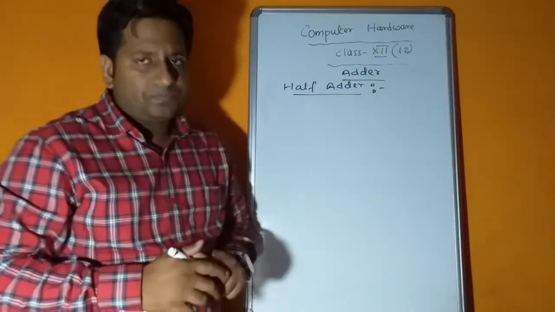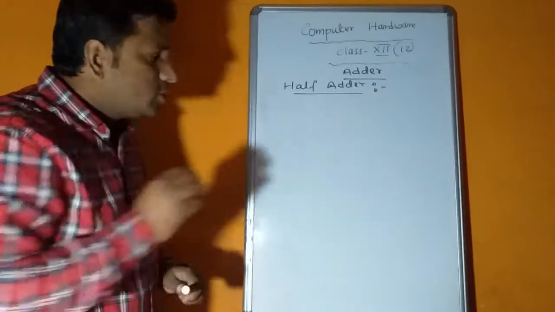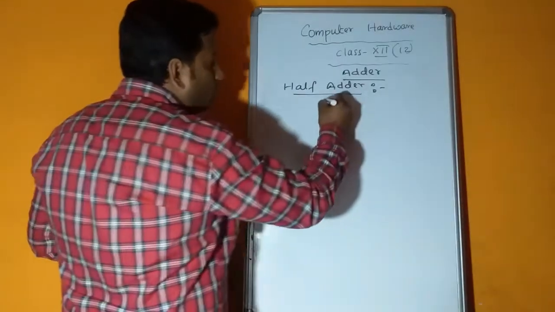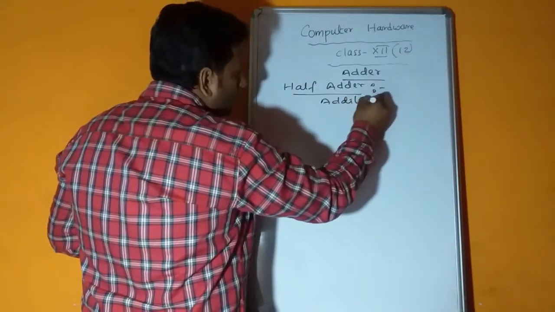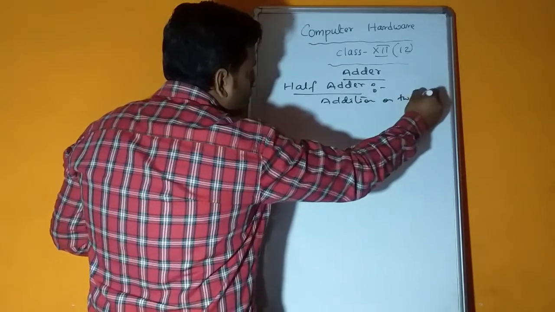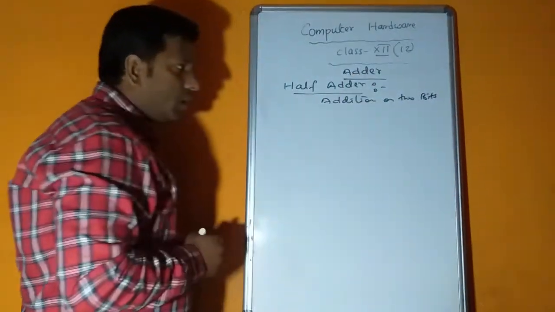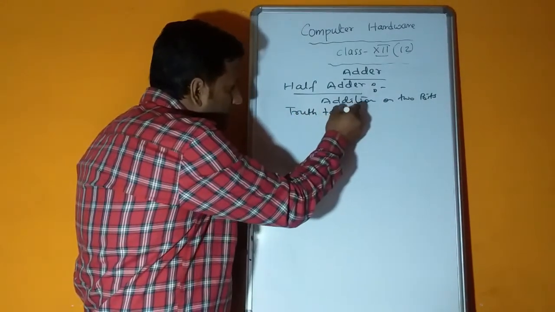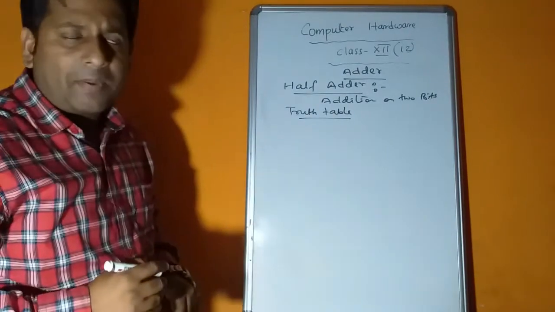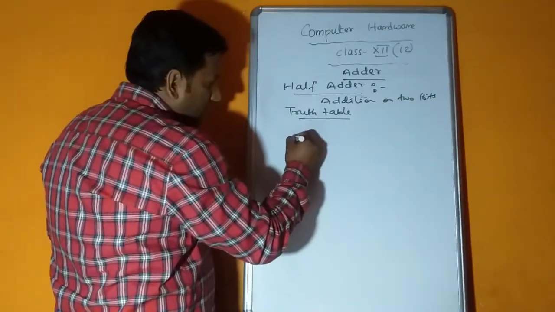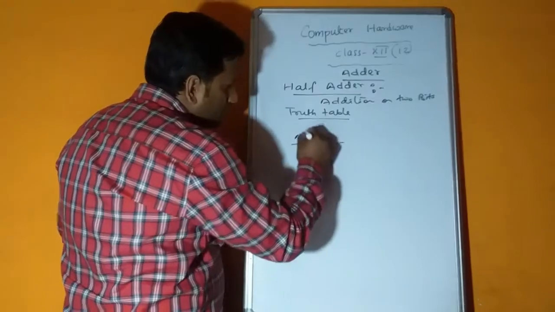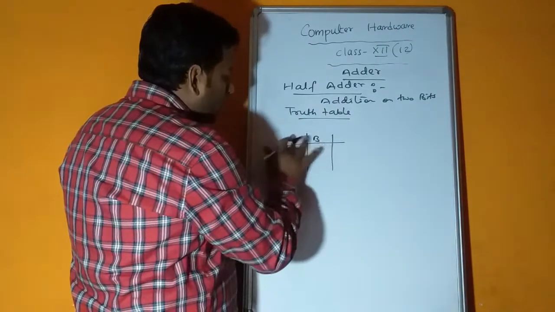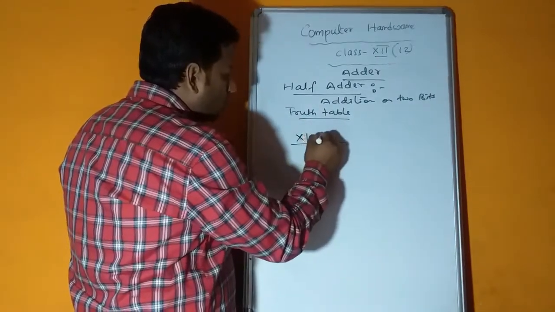So what is half adder? Half adder is used to perform addition on two bits. Now let us go in depth. First of all, the truth table of half adder. Let us take two variables, say a, b, or let us take x, y, or a, b, any variable you can take. Let us take x, y only.